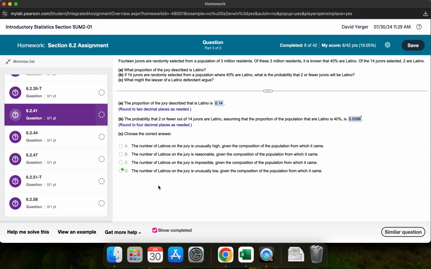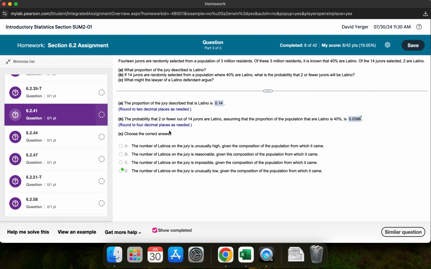6.2.41 here. It says 14 jurors are randomly selected from a population of 3 million residents. Of these 3 million residents, it's known that 40% are Latino. Of 14 jurors selected, 2 are Latino. So what's the proportion of the jury described as Latino? We're just taking 2 and dividing by 14. That gives us 0.142857. And we'd round to 2 decimal places, so 0.14.